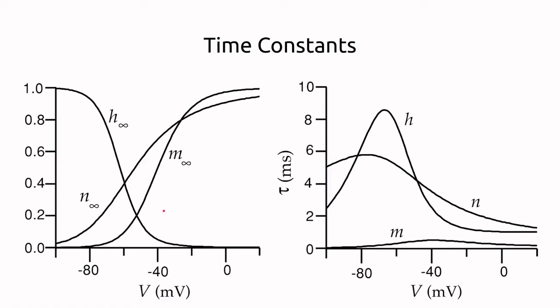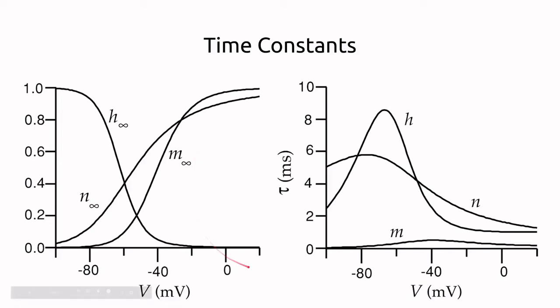And here we see that M infinity and N infinity, the steady state values, increase as voltage increases, while the inactivation steady state value increases while voltage decreases. So increasing the voltage causes M to increase as it tries to attain the steady state value, and that creates a sodium current that drives the potential to the reversal potential for sodium.